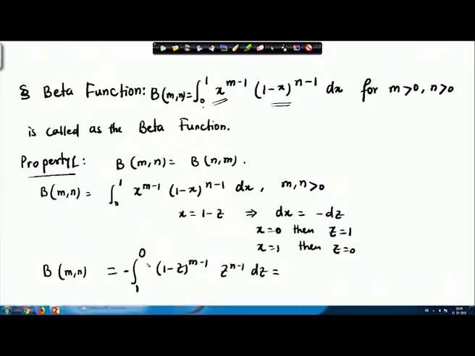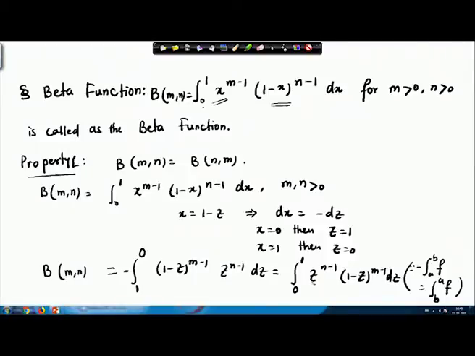Now, we know a small property of integral calculus, that minus the integral from a to b of f x dx equals the integral from b to a of f x dx. So, this minus gets reabsorbed when you change the range of integration. If we switch the limits from a to b to b to a, then this minus will get reabsorbed. We will do the same thing here, and this will turn into the integral from 0 to 1 of z to the power n minus 1 times 1 minus z to the power m minus 1 dz.